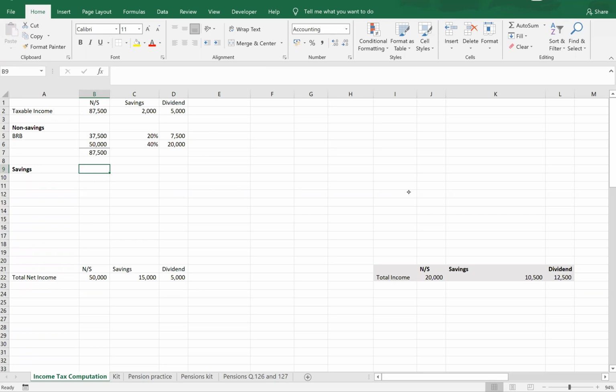Savings income has a nil rate band available. A nil rate band allows you to tax the savings income at 0%.